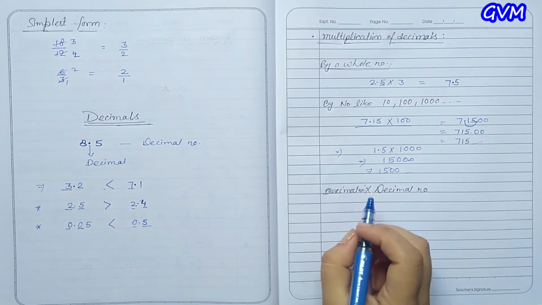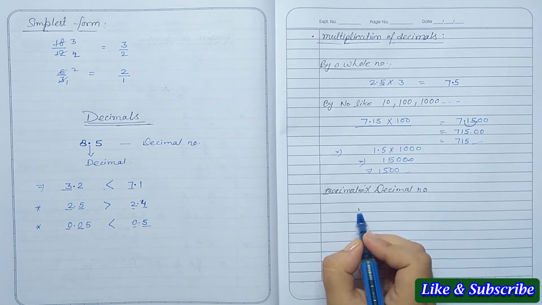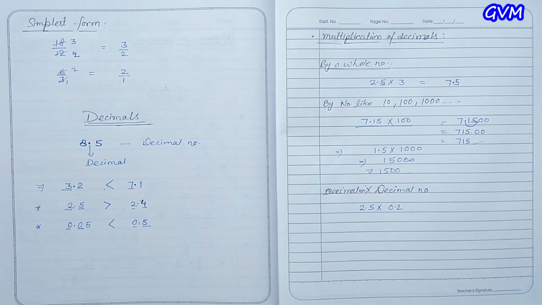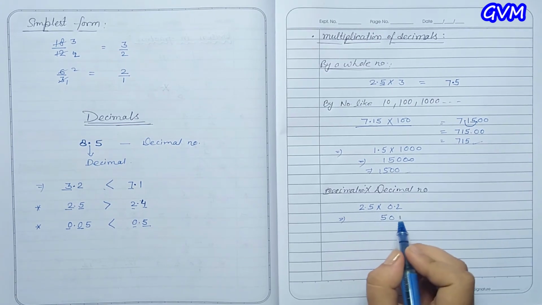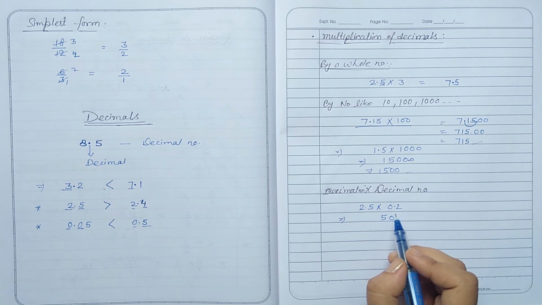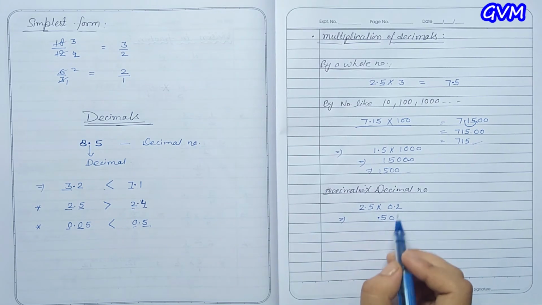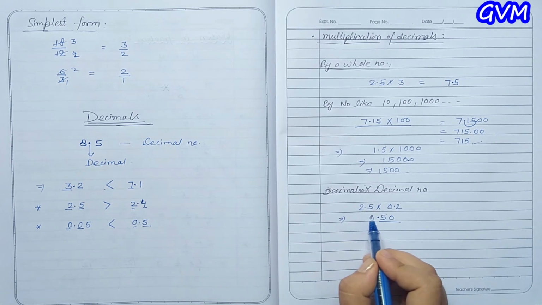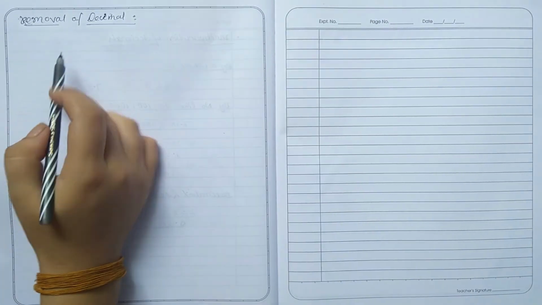Next I have decimal number into decimal number. If both numbers are decimals, so let's say 2.5 into 0.2. Now let's multiply: 2 5s are 10, 2 2s are 4, and 1 5. Now see the number of digits after the point. So 1 and 1 is here. So put the point before that number of digits. So here there are 2 digits, so I will put the point before 2 digits. Okay, so here is 0.50. So the answer is 0.50.